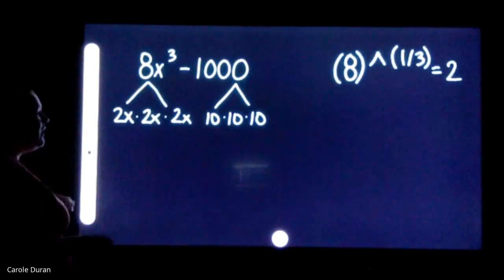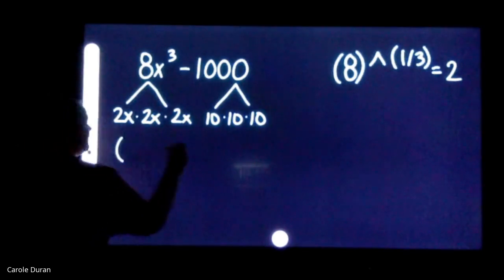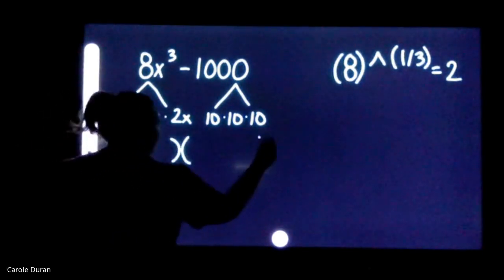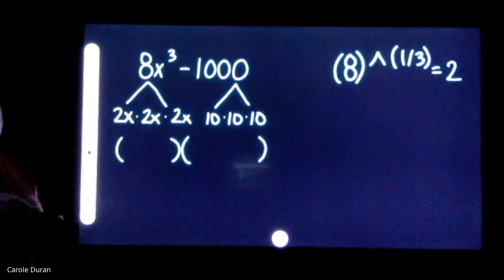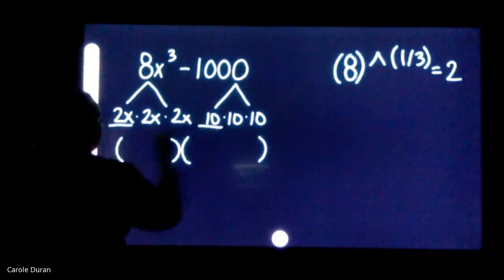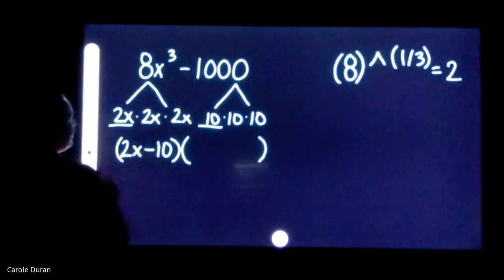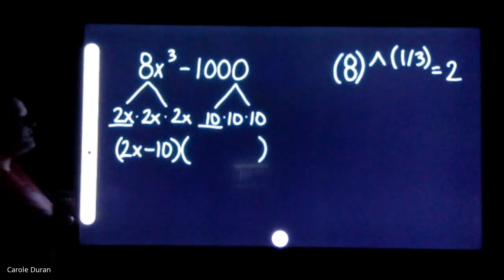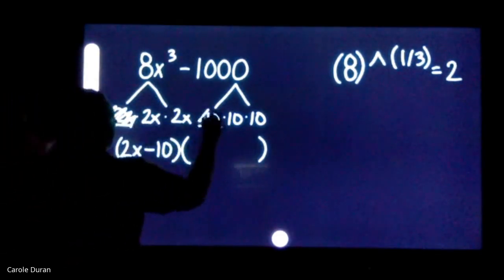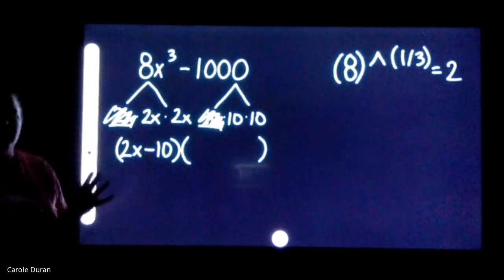Okay. From here, I'm going to go ahead and factor this. We have a binomial and a trinomial. I take one of each of these roots and I put it in my binomial, keeping the original sign from the problem. So I get 2x minus 10 in that first factor. I go ahead and cross them out because I already used them.